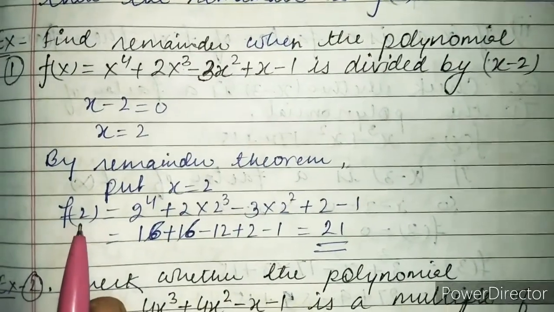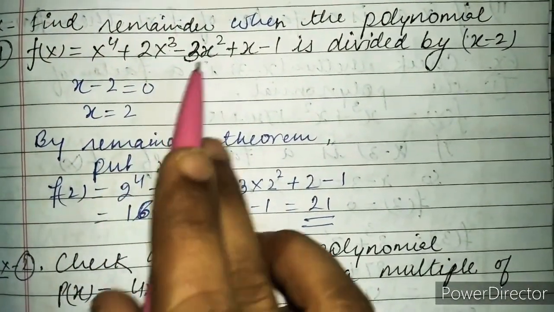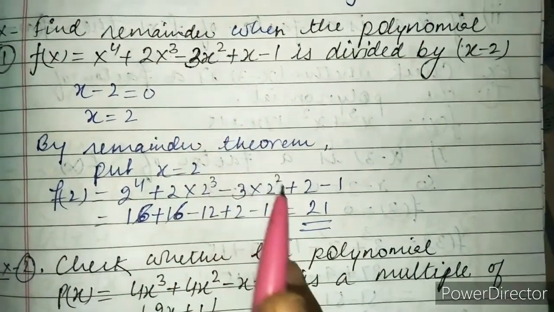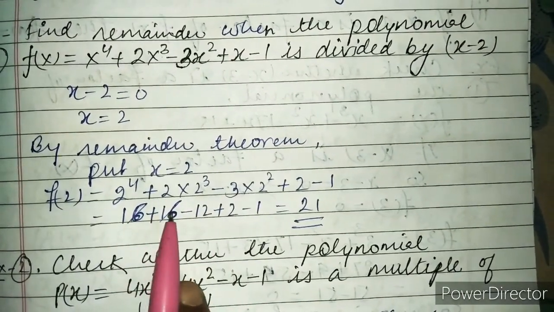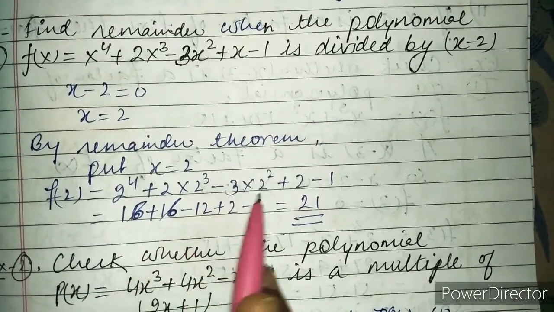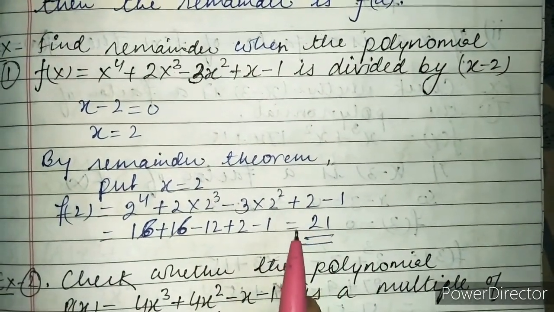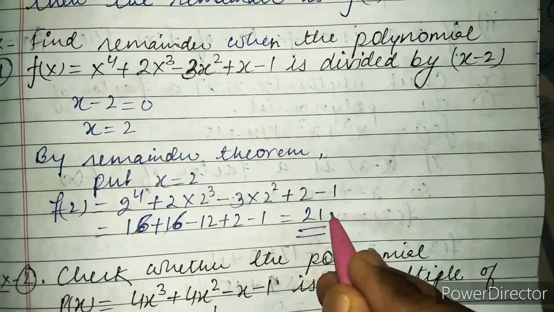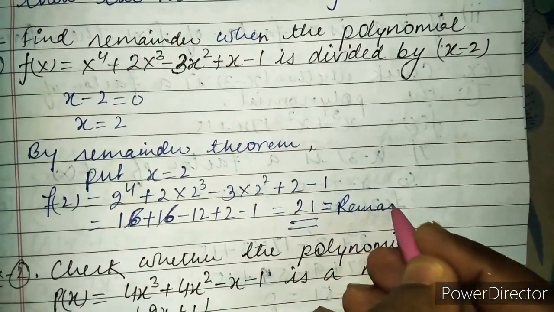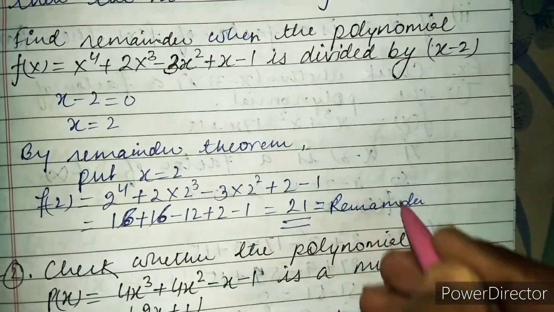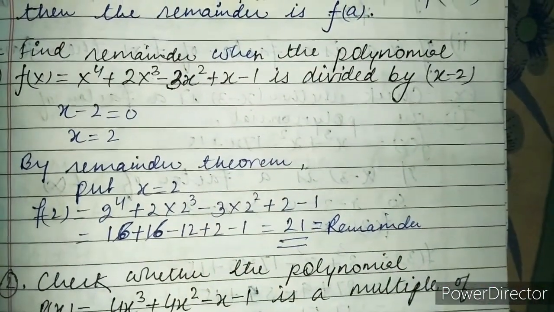It will become f(2) equals 2 to the power 4 plus 2 into 2 cube minus 3 into 2 square plus 2 minus 1. So 2 to the power 4 is 16, minus 3 into 4 is 12, plus 2 minus 1. When solved, we get 21. So 21 will be the remainder if f(x) is divided by x minus 2.